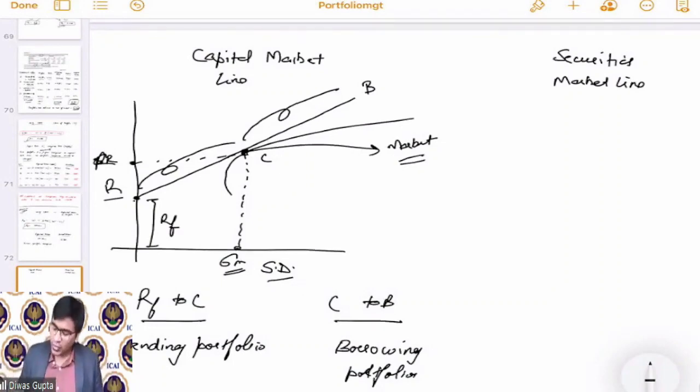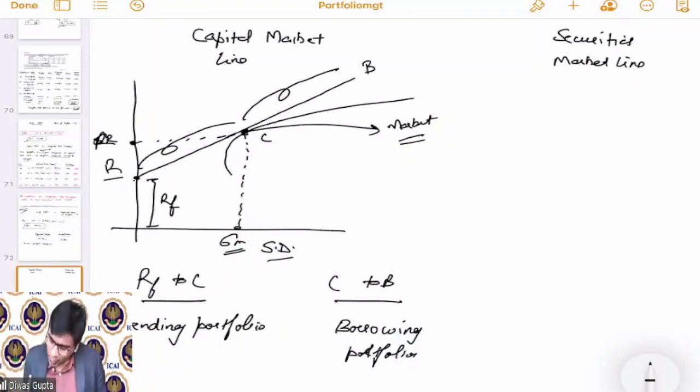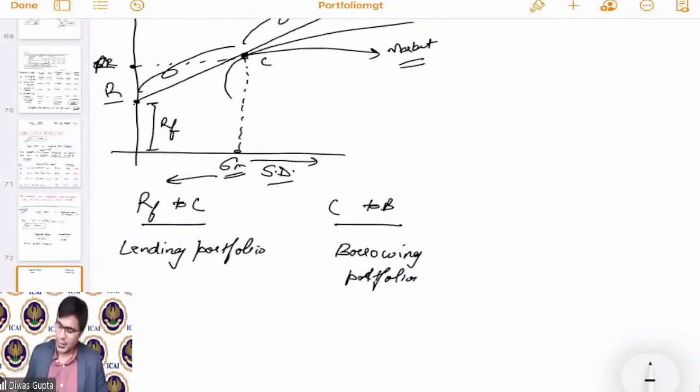Now, why do we call it a lending portfolio? Because all the portfolios before this will carry a risk lesser than the market. If they carry a risk lesser than market, that means there are some securities that you have invested in which carry a risk-free return. That means you have invested some amount in risk-free return securities, and hence it is called a lending portfolio. If you talk about this part of the line, these are all borrowing portfolios, because in this case your risk is higher than the market. The risk of the portfolio is higher than the market. So this is on the theoretical part.